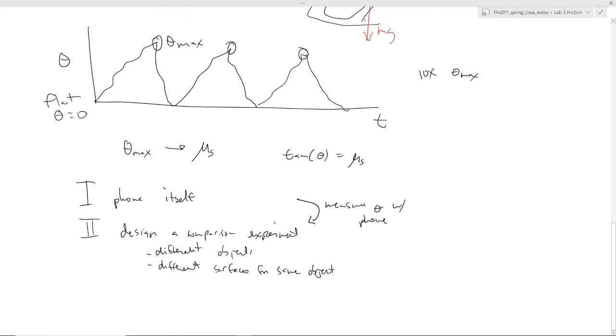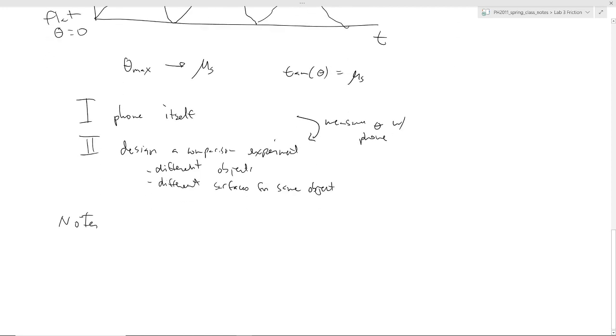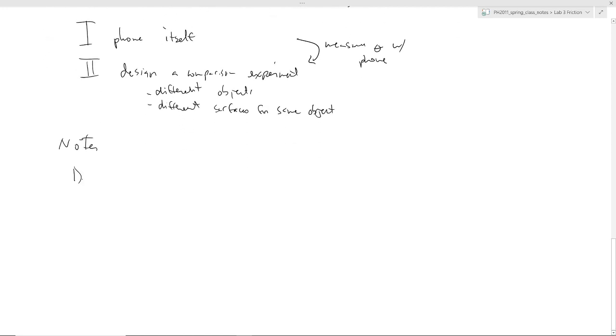Let me give you a couple notes just to make things go easier. So one is to get data off of FiveFox, you have different options.